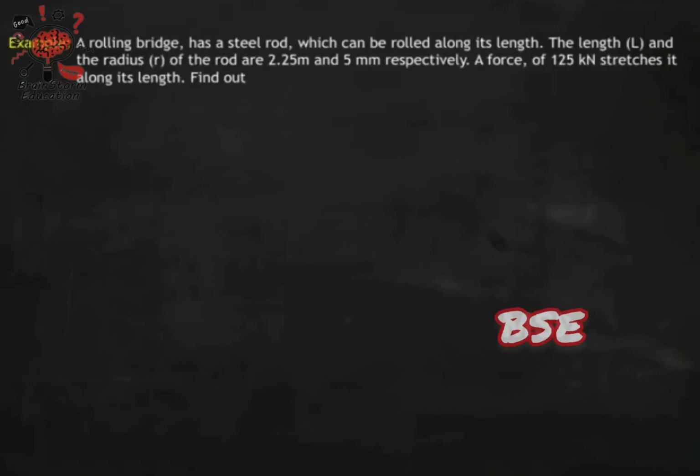Example 9.1. A rolling bridge has a steel rod which can be rolled along its length. The length L and the radius R of the rod are 2.25 meters and 5 millimeters respectively. A force of 125 kilonewtons stretches it along its length. Find out stress, elongation, and strain on the rod.